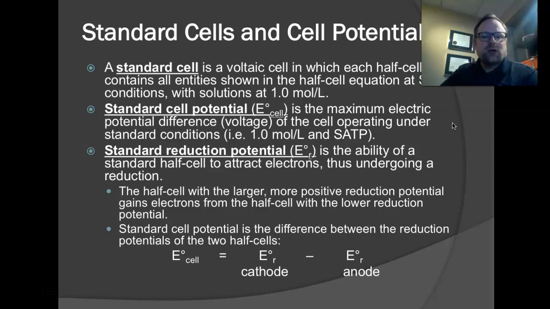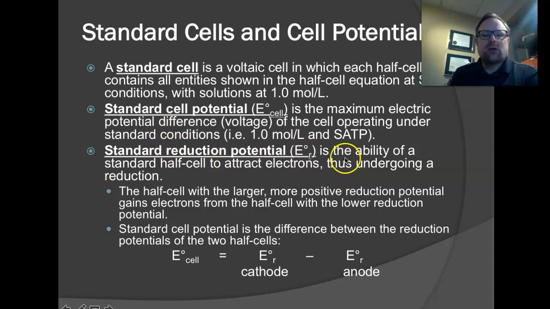A standard reduction potential, then, is the ability of a standard half cell to attract electrons. Remember, reduction is the gain of electrons. So the potential to get reduced, a reduction potential, is your potential to pull electrons towards you. Remember, of course, that when we're dealing with this section that we're dealing with now and throughout the unit, the strongest oxidizing agent gets reduced at the cathode, and the strongest reducing agent gets oxidized at the anode. Okay, so we're gonna circle back to that at some point as well.